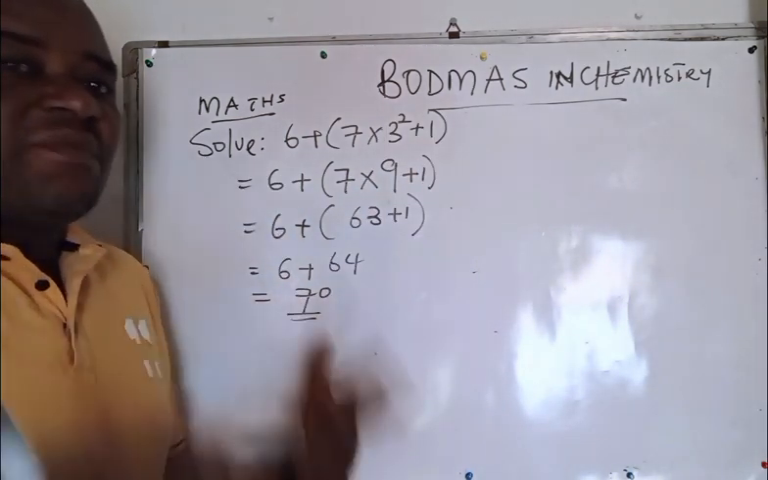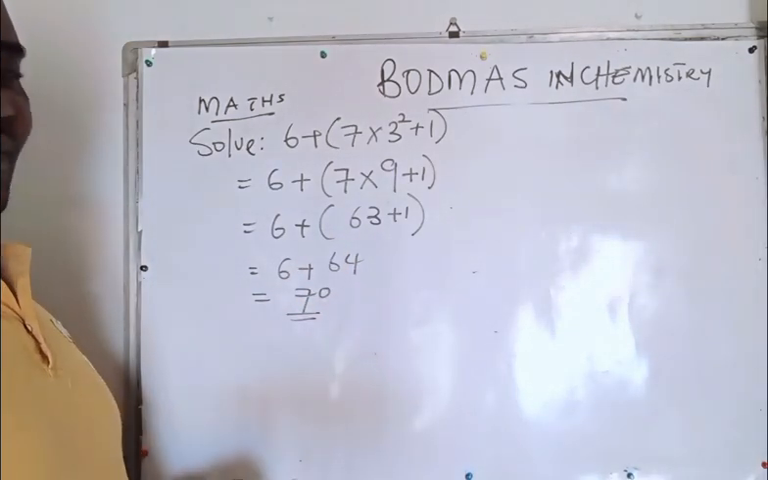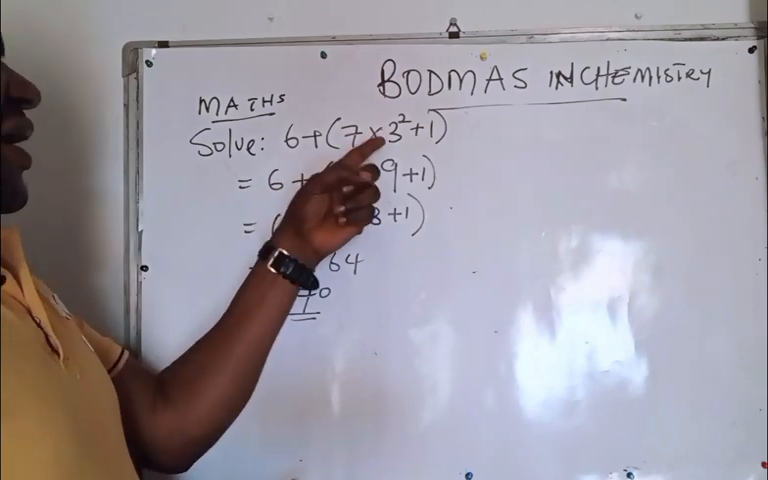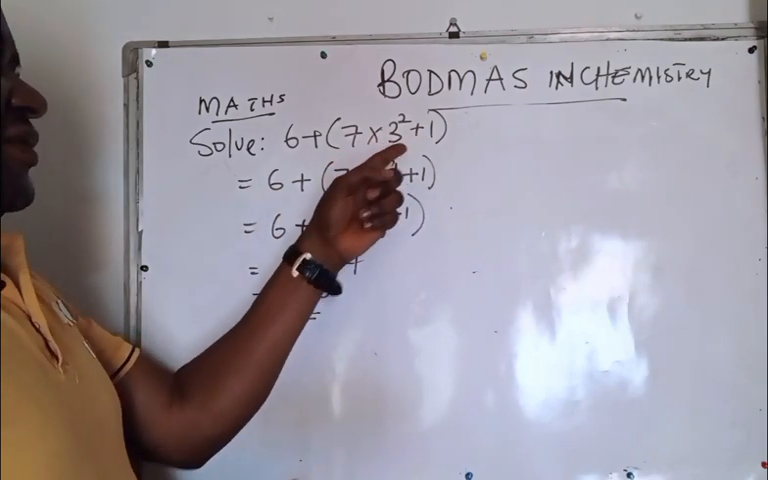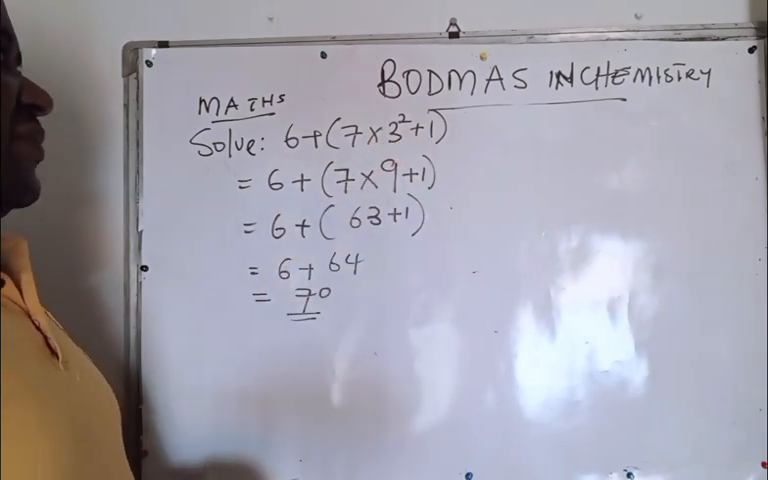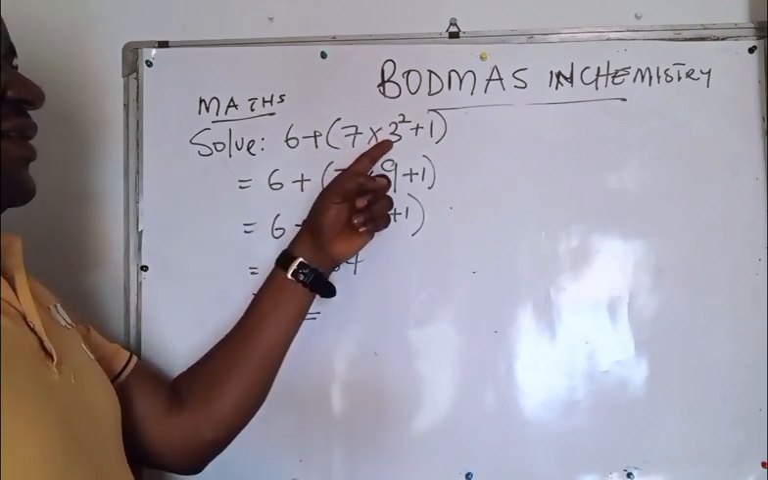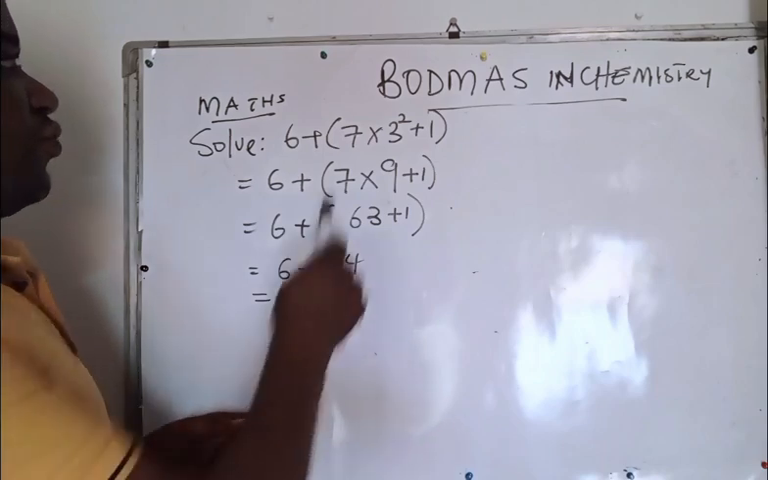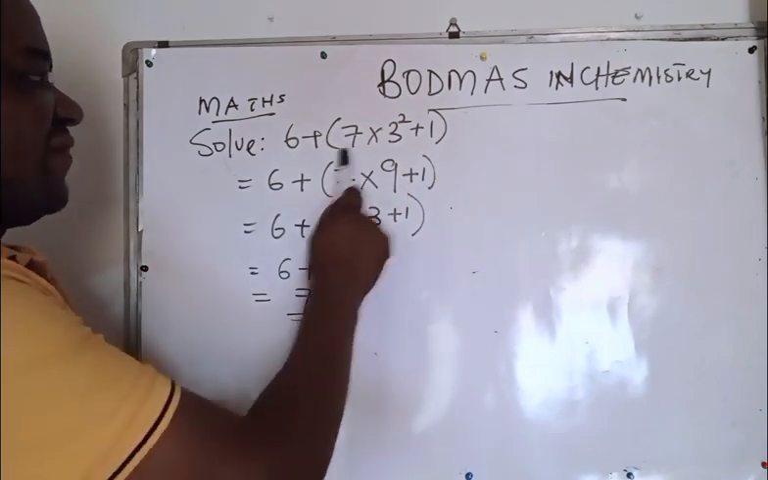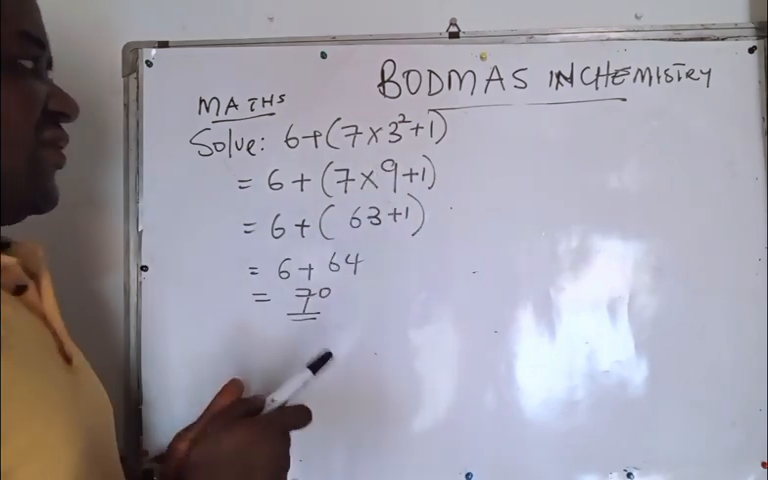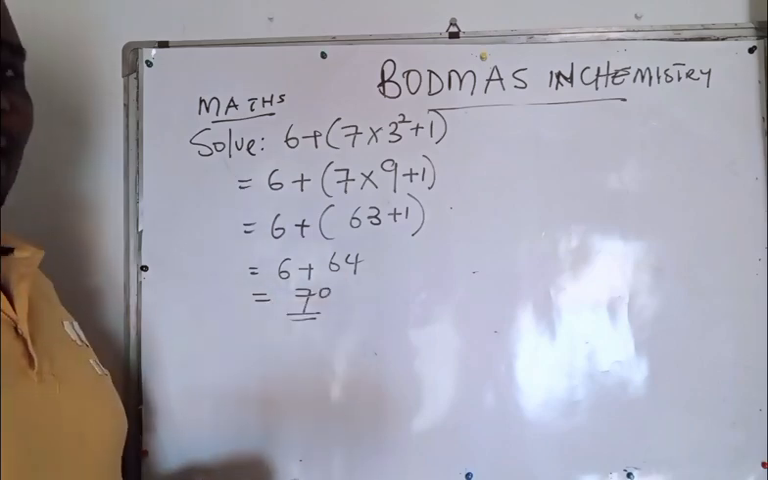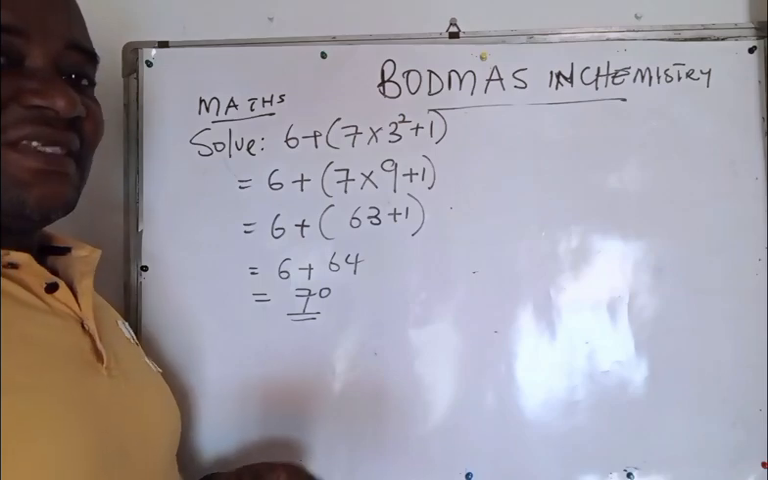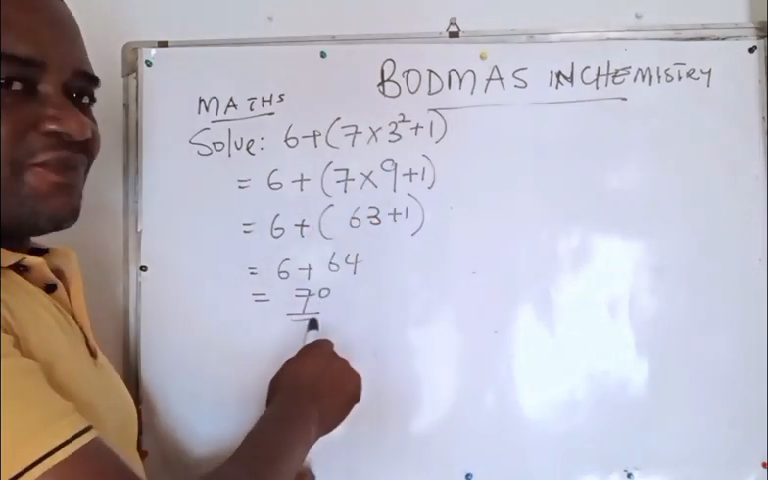You can follow another method to solve it, but you won't get the correct answer. Take for example, you decided to add first: you square this, 9 plus 1, and you have 10. Now multiply 10 by 7, which is 70. Do you see that what you have inside here is going to be 70 and not 64? So your answer will be about 76. So you must follow BODMAS in solving problems in mathematics.